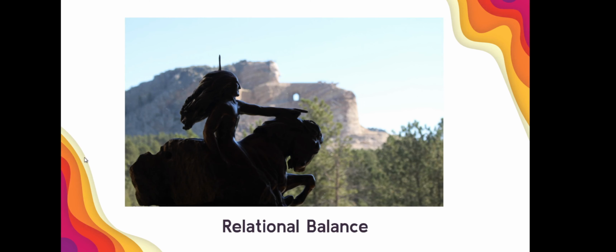This is relational balance. You've got a foreground and a background. You've got dark and light. You've got the idea for the sculpture and the sculpture as it's taking shape. So this was a photo that I took to try to show balance.